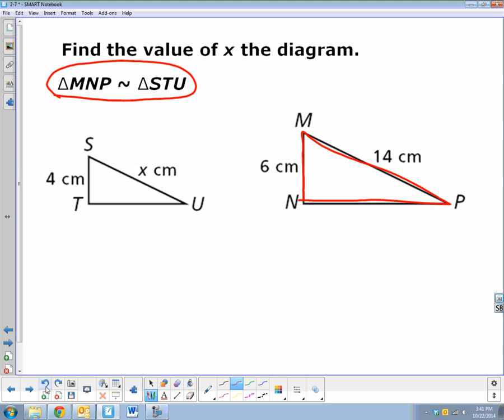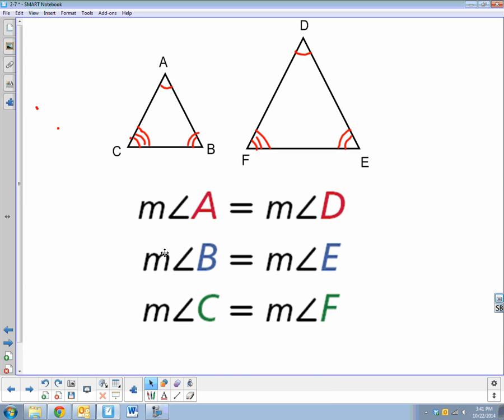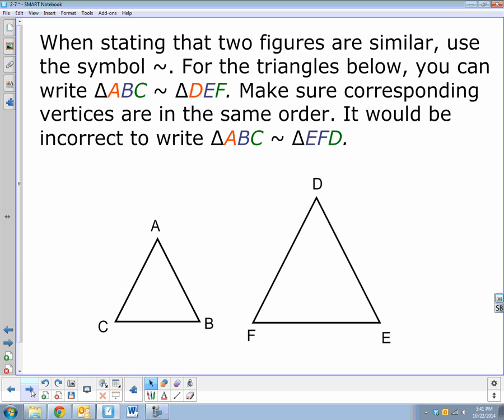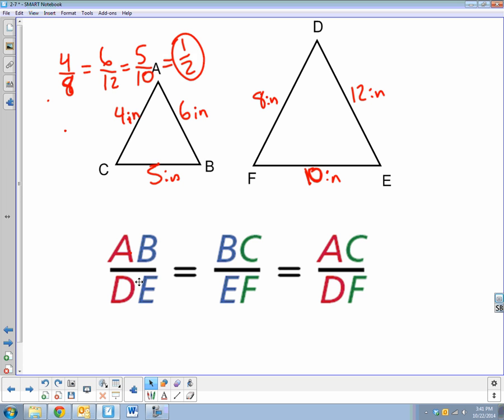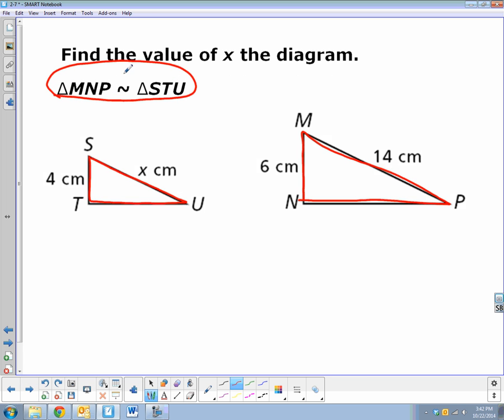So here's triangle STU. So we've got MNP and STU. And so what that means again, if I go back here, I know you don't have these notes now, is that if two triangles are similar, the corresponding angles are the same, and the corresponding sides are proportional. And we're going to use that proportionality to help us in this problem. So if I know that MNP and triangle STU are similar to each other, by that tilde, that means that the sides are proportional.